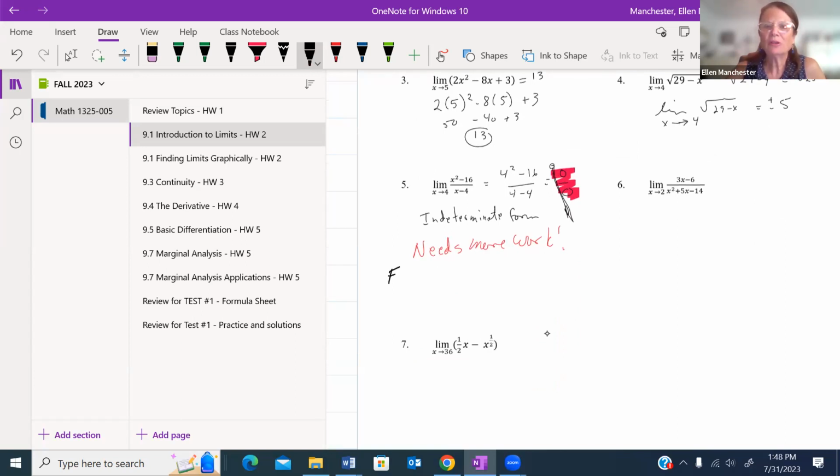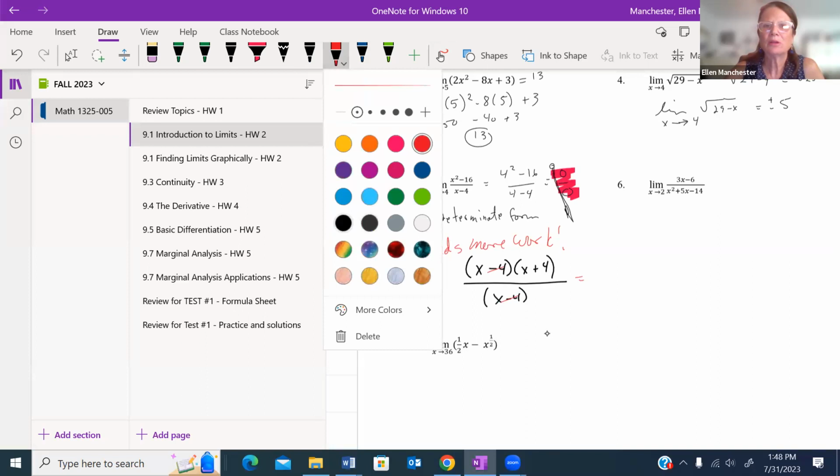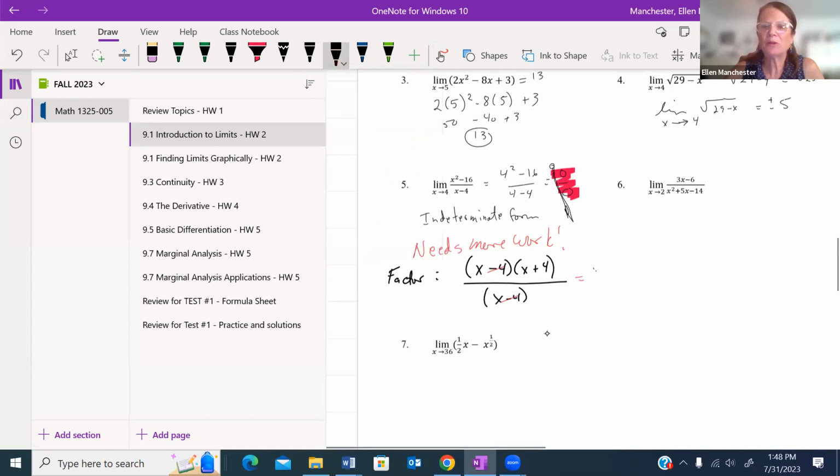So you can factor it where it's x minus 4, x plus 4. That's the top. And when I divide off the x minus 4 on the bottom, you can see these are the same, so I can cancel those. So it becomes x plus 4. Now I can say, the limit as x approaches 4 of x plus 4 is 4 plus 4 equals 8.